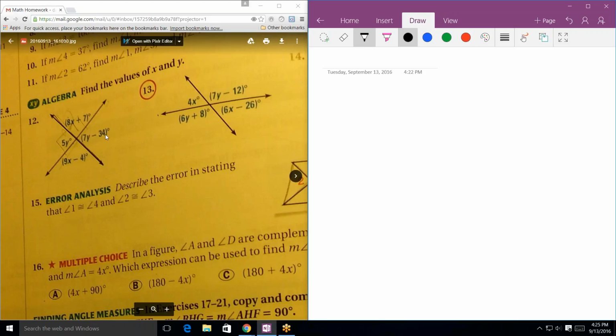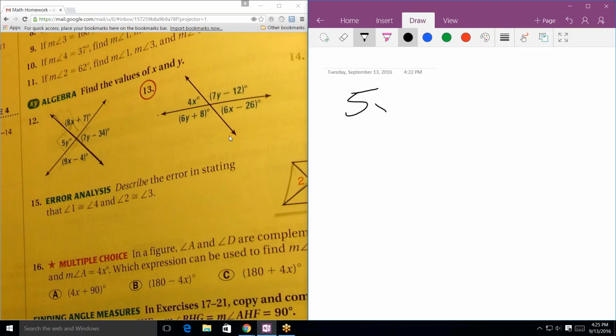What equation can I write for number 12 that lets me solve for y? Verbalize it for me. You can write 5y equals 7y minus 34.